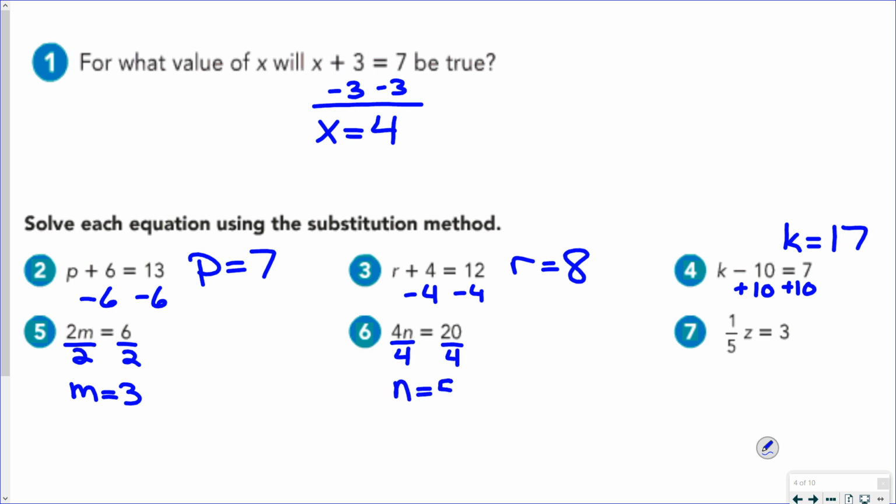N equals 5. For number 7, we have 1/5 z equals 3. So we would divide both sides by 1/5. And since we're dividing by a fraction, we can follow our rules for dividing fractions. So we keep the 3, turn division to multiplication. We use the reciprocal of 1/5, which is 5. And so z equals 15.